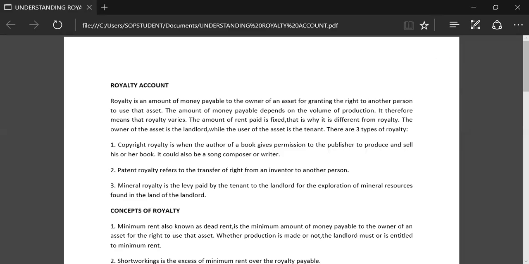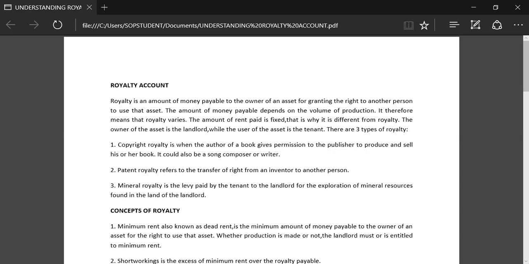This is a presentation on royalty account. A royalty is an amount payable to the owner of an asset for granting right to another person to use the asset.